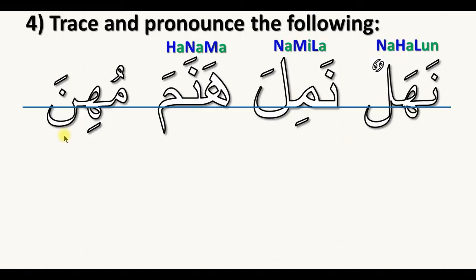And here N is at the end of the word. M, H, N, dot, vowels. M-U mu, H-I he, N-A na, muhina.